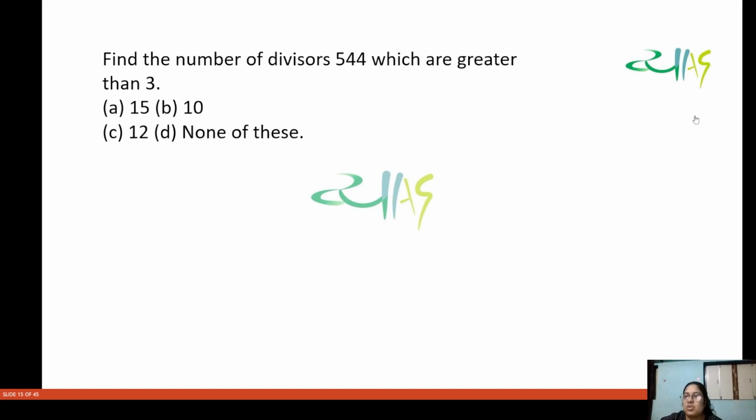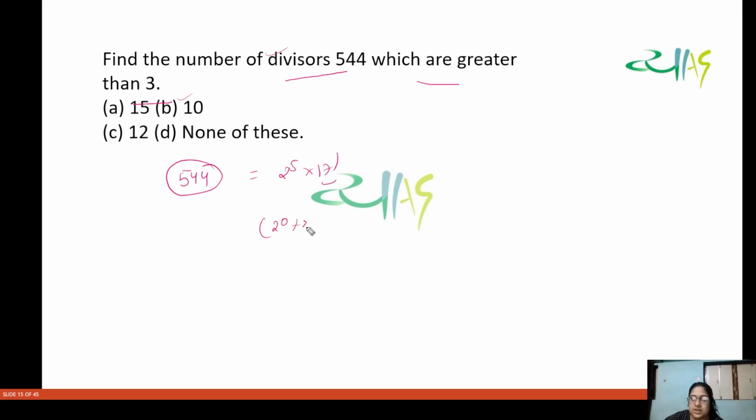Okay, now look at this question. It is saying find the number of divisors of 544 which are greater than 3. Okay, so let's just find it. So 544 we have, and we have to find the number of divisors which are greater than 3. So what we got, 2 to the power 5 into 17 to the power 1. Okay, and it is asking about divisors which are greater than 3. So we have to expand this. Okay. So let's just expand this.